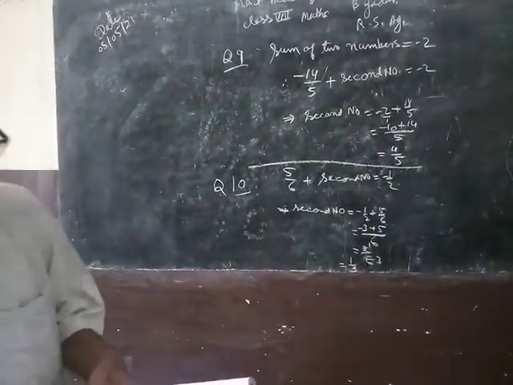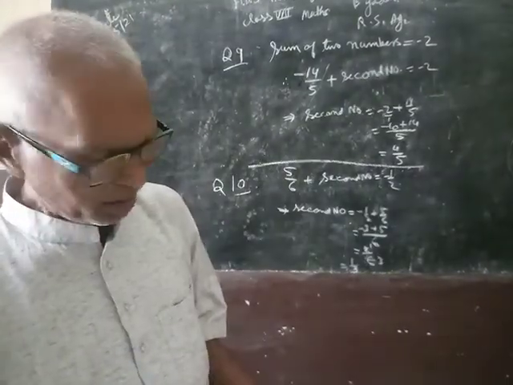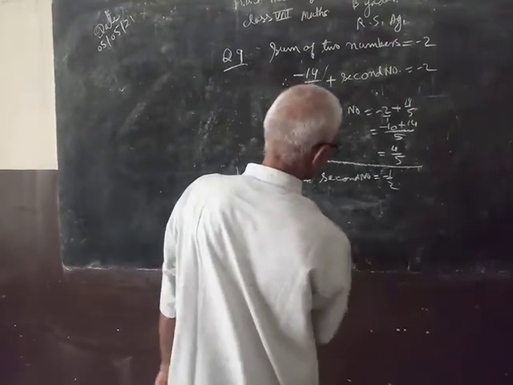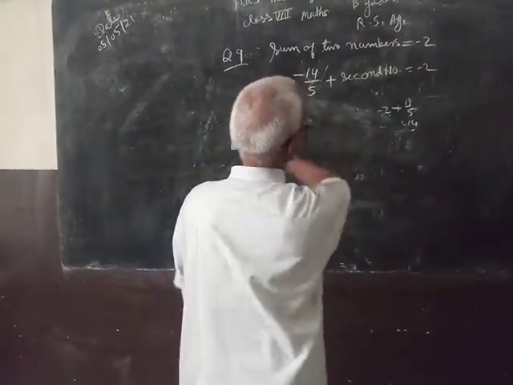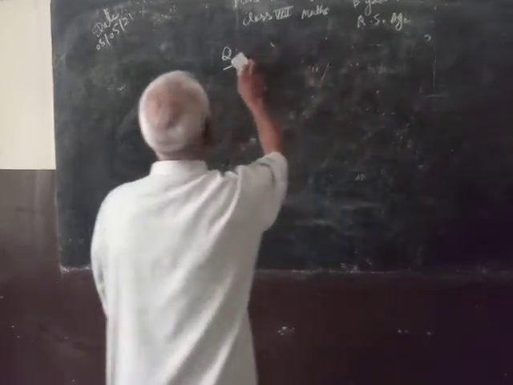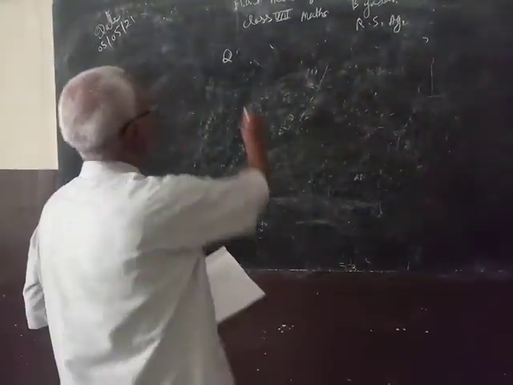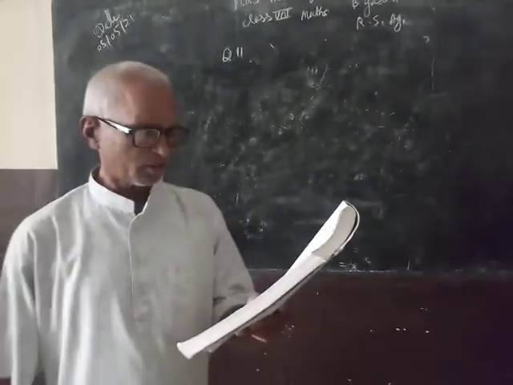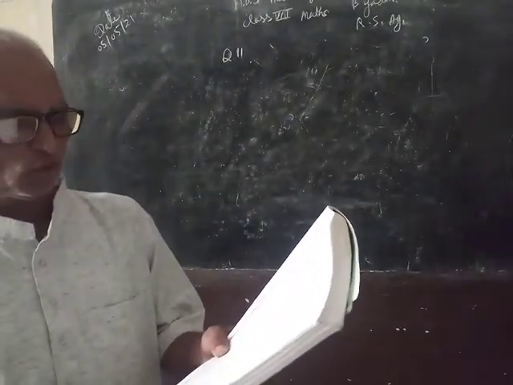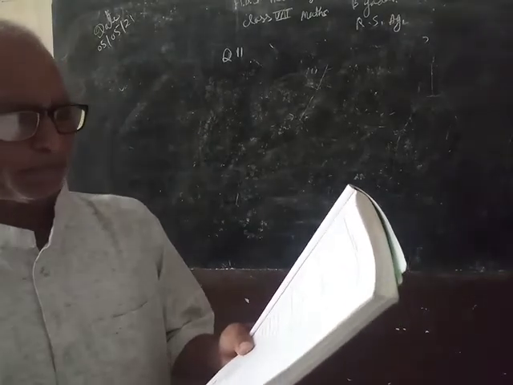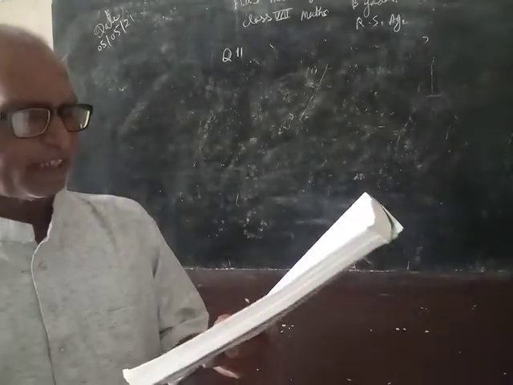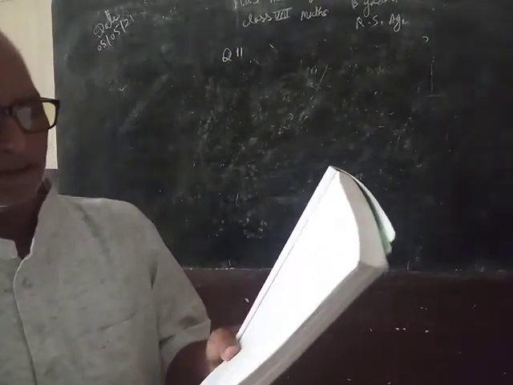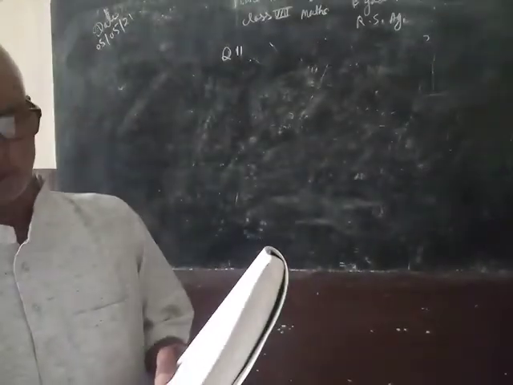After that, question number 11 is slightly different from these two questions. Question number 11. What is that? 11 and 12 are similar. I am doing one of these two. What should be added to minus 5 by 8 so as to get minus 3 by 2?